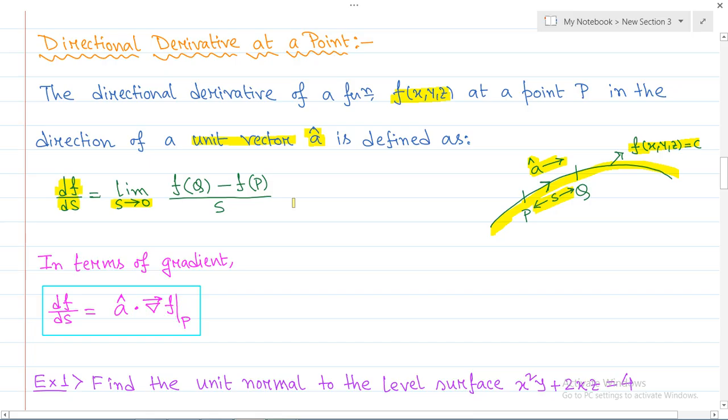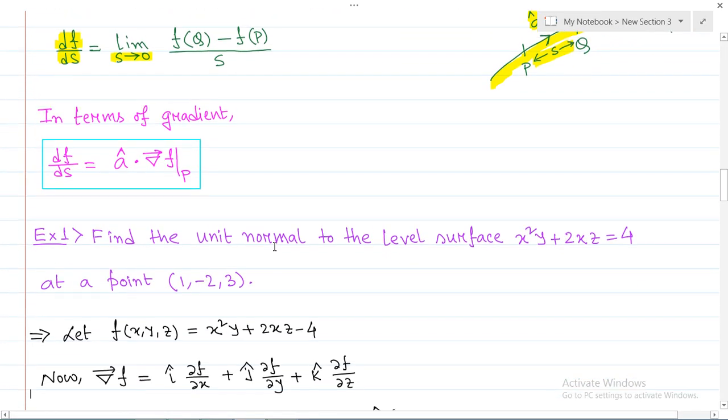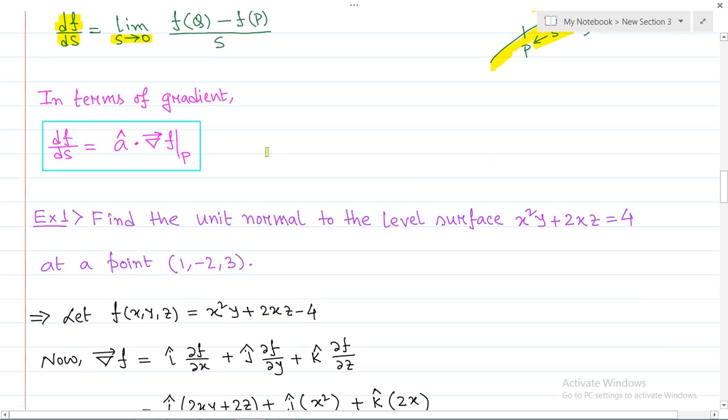Now if we do a little calculation here, we can calculate the directional derivative in terms of the gradient. So in terms of the gradient, what is the formula for the directional derivative? That is, this df/ds can be calculated using a simple vector dot product, that is, a cap dot product with grad of f at a particular point.